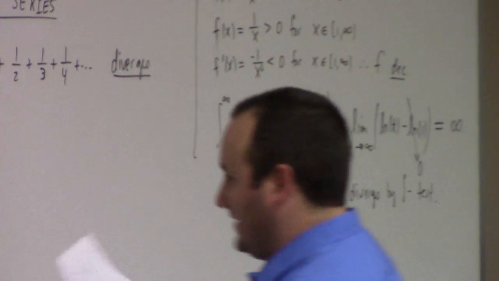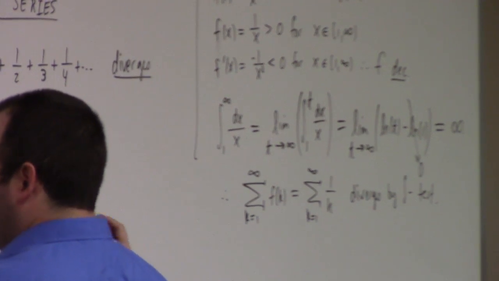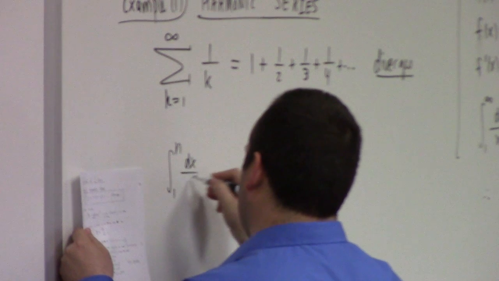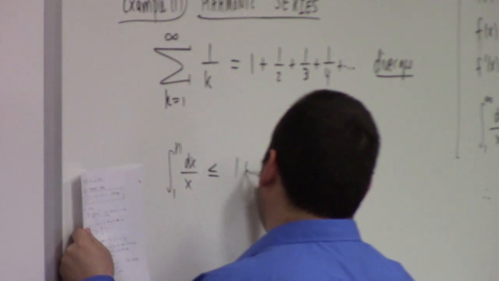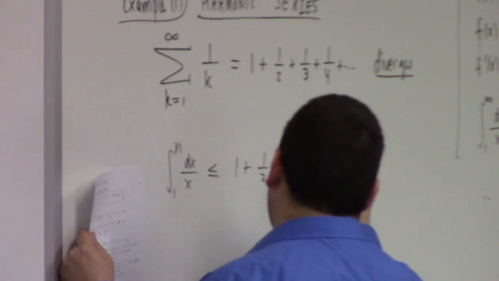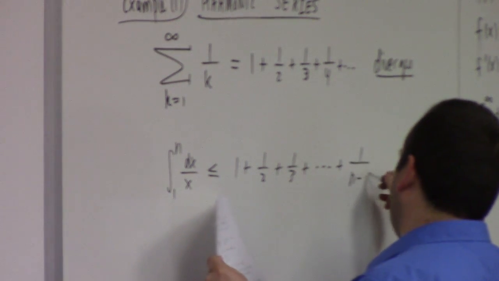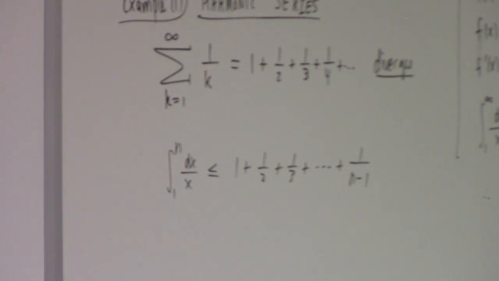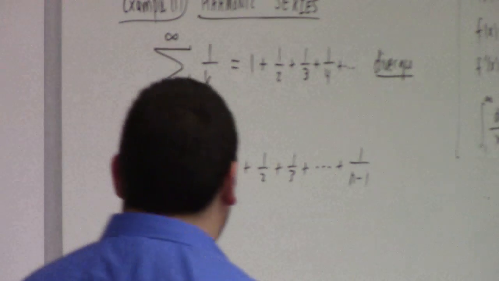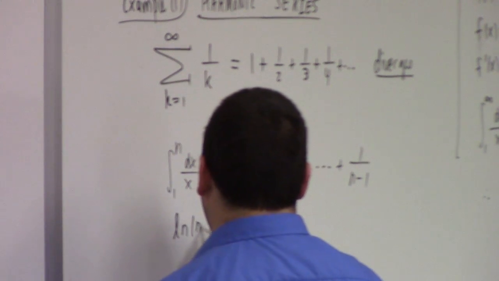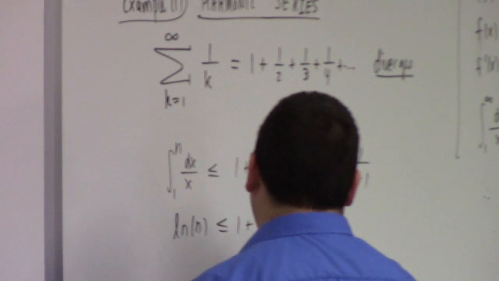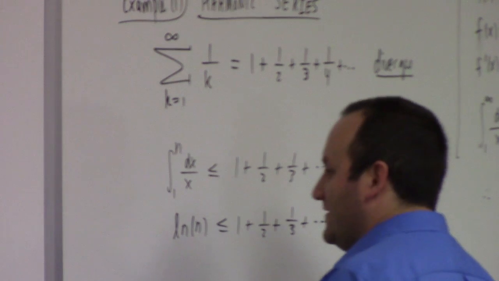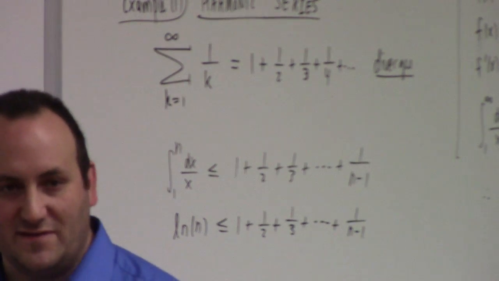If you look at the inequality we have, what do we have? We have the integral from 1 to n of dx over x is less than or equal to 1 plus a half plus a third plus and so on plus 1 over n minus 1. So that integral is smaller than the n minus 1th partial sum of the harmonic series. This works out to ln of n is less than or equal to 1 plus a half plus a third plus and so on plus 1 over n minus 1.